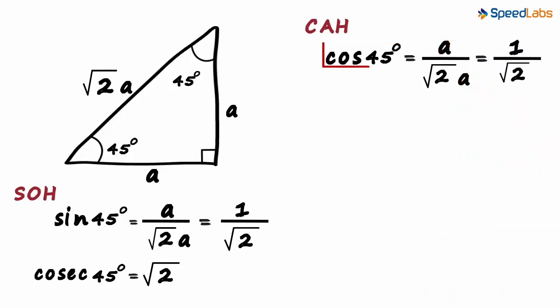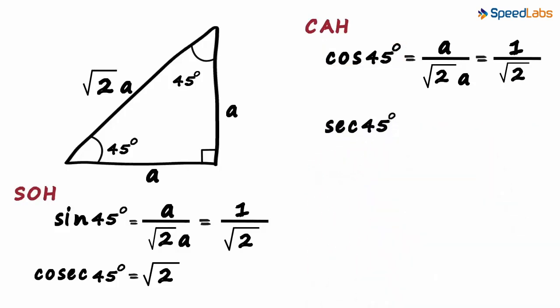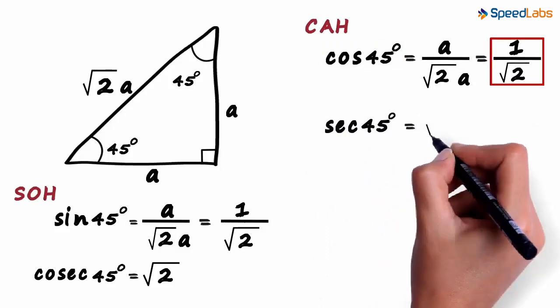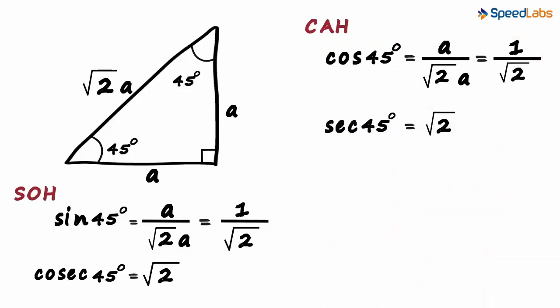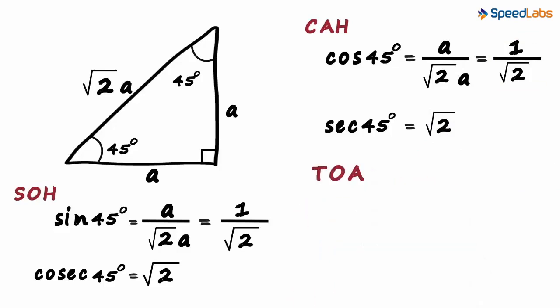What's the reciprocal of cos 45 degrees? Yes, it's sec 45 degrees. Reciprocal of this equals root 2. So in addition to the 12 function values we derived previously, we derived 4 more with relative ease. With TOA, we can easily derive 2 more.